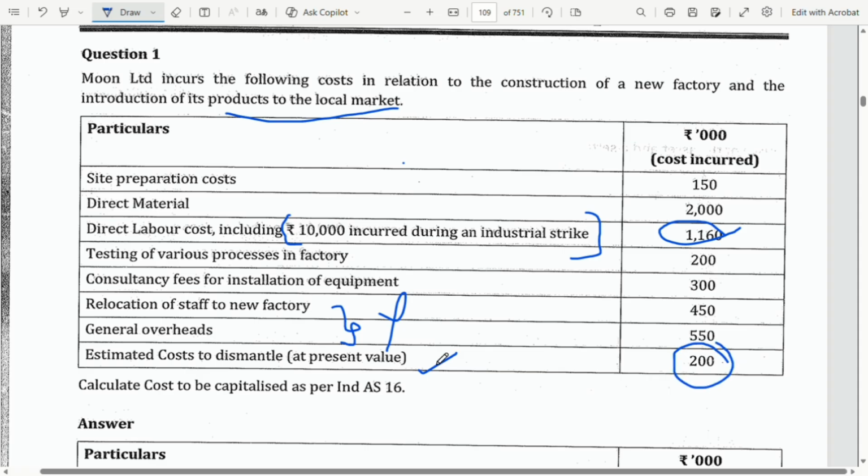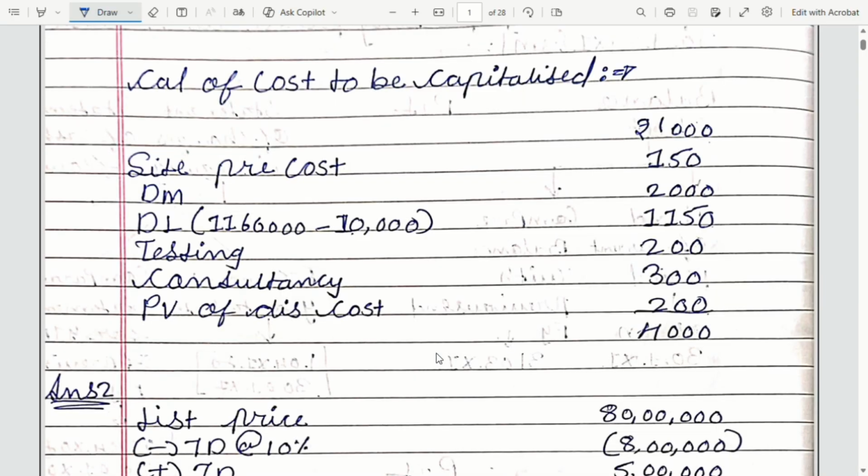Okay, so now let's see the solution. So in the solution we are going to do like this. And we get the amount which can be recognized in the balance sheet, which is 4,000.